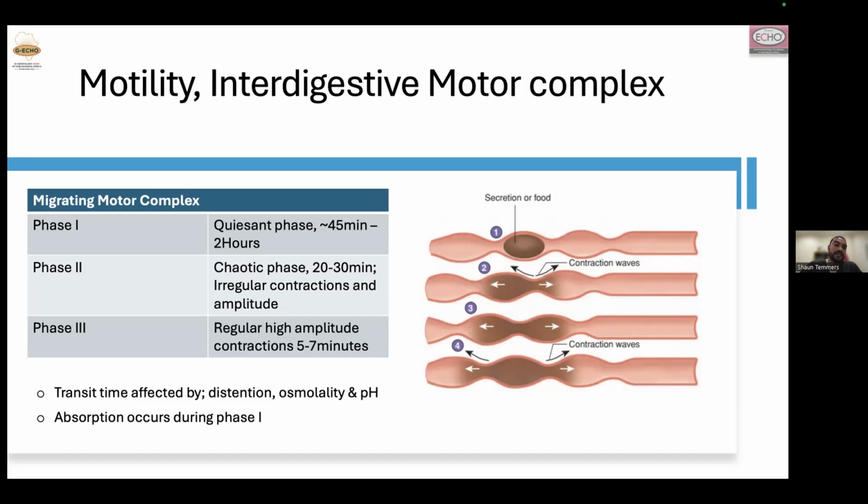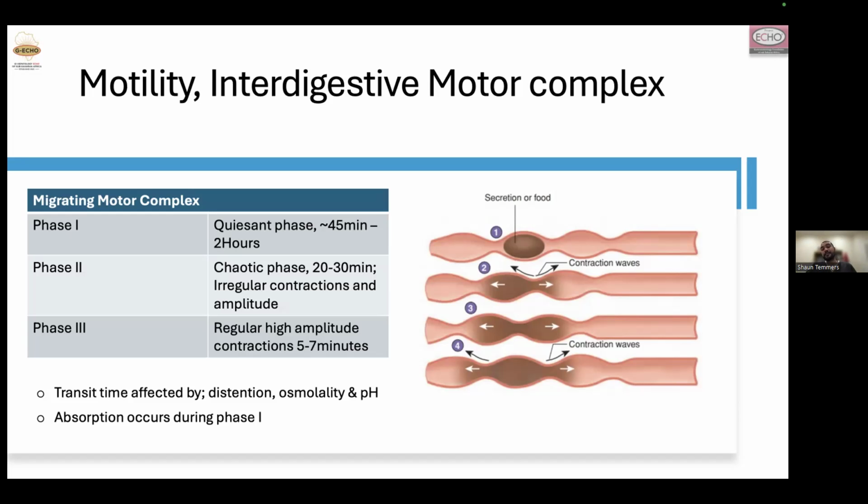The next two phases: phase 2, which is a chaotic phase, lasts between 20 and 30 minutes, and it's characterized by irregular contractions. There's fluctuations with the amplitude, so you can get very low amplitude and very high amplitude contractions, and sometimes audible contractions can be heard. Phase 3 is a more regular amplitude contraction. It lasts between 5 and 7 minutes, and the amplitude of these contractions is higher. So you go from this chaotic phase to a more regular phase, and then a quiescent phase. And this propagates the movement of the content within the intestine.